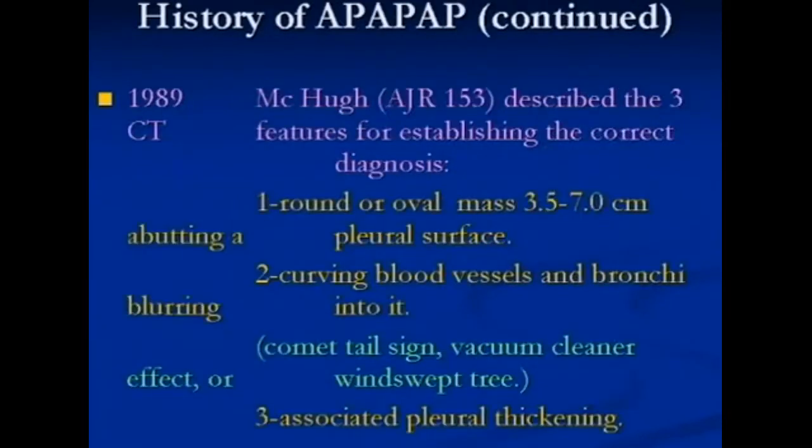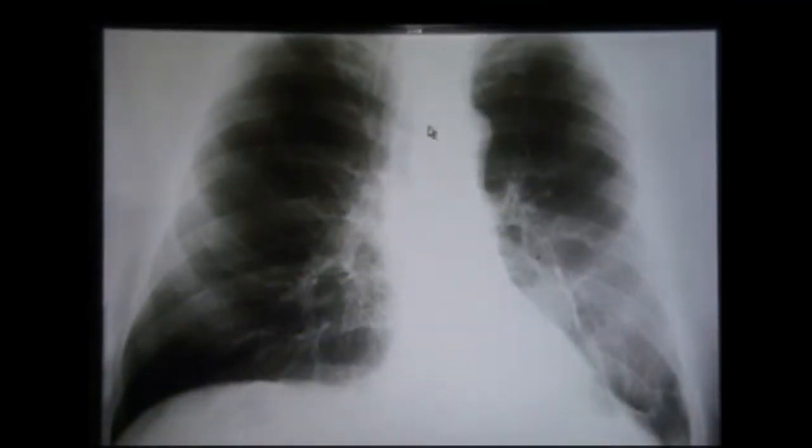Subsequently, about 25 years later almost, in '89, McHugh in AJR described 3 characteristic findings, which are a round or oval mass about 3 to 7 centimeters near the pleural surface, curved blood vessels and bronchi leading into it, which they started getting fancy by calling the comet tail sign, vacuum cleaner effect, or if you really want to be poetic, a windswept tree effect, and associated pleural thickening. So this is what was described in '89. Let me show you a bunch of cases and show you some oddball things related to this.